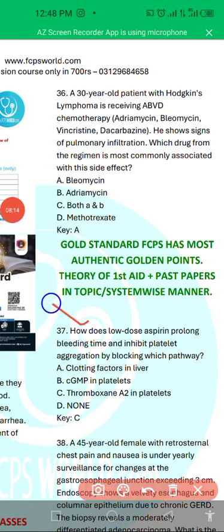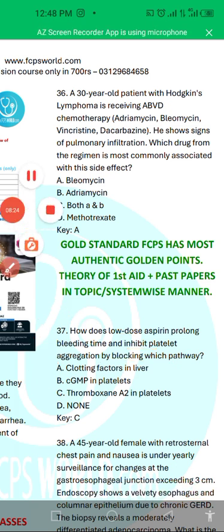Another one: how does low-dose aspirin prolong bleeding and inhibit platelet aggregation, by blocking which pathway? That is the thromboxane A2 pathway in the platelets. Now we will be looking at the pathways of platelets.